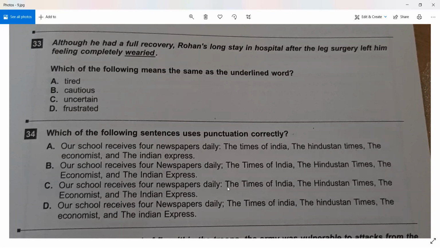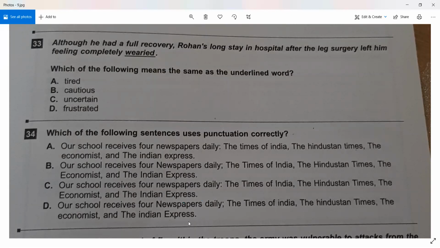Colon, capital letter for the names. Comma, capital letter, comma, capital letter, comma used, and capital letters, full stop. Look at this. Semicolon is used. Capital letter, here small letter is used. Small letter is used.